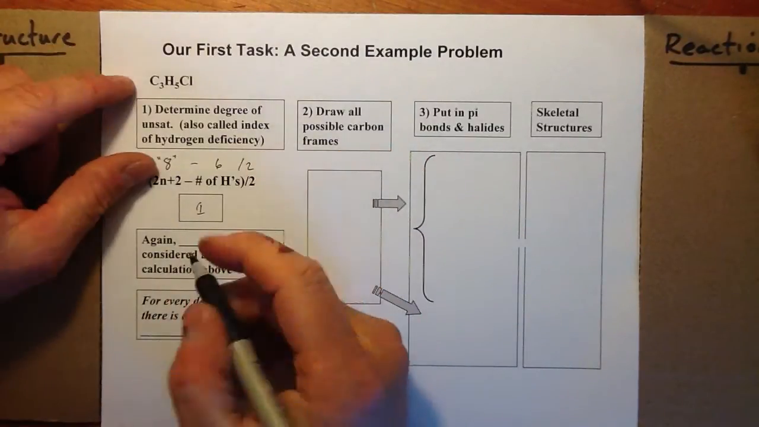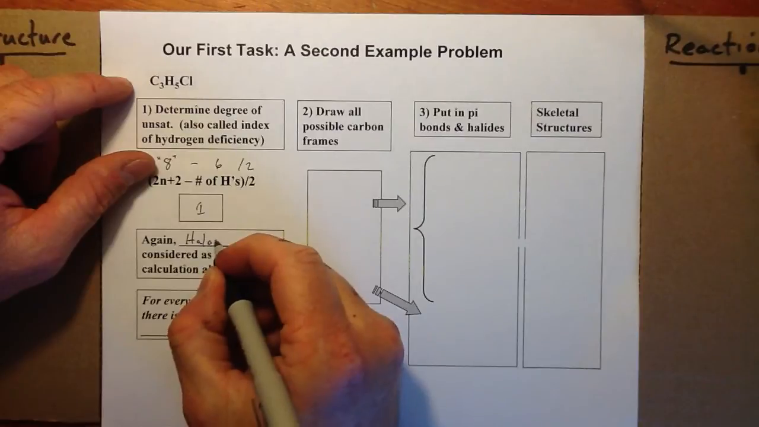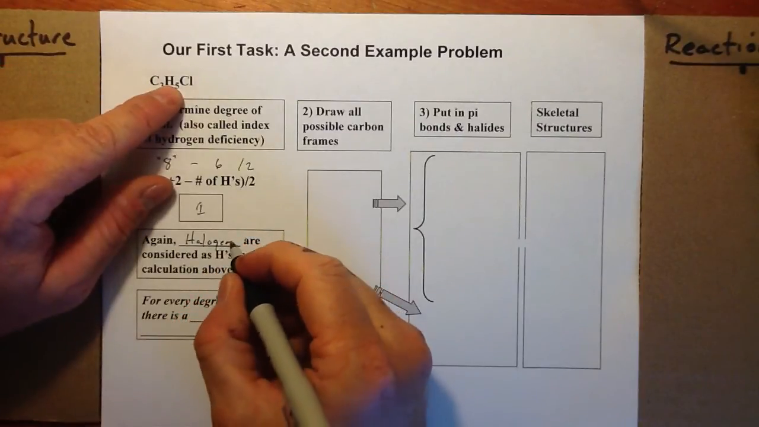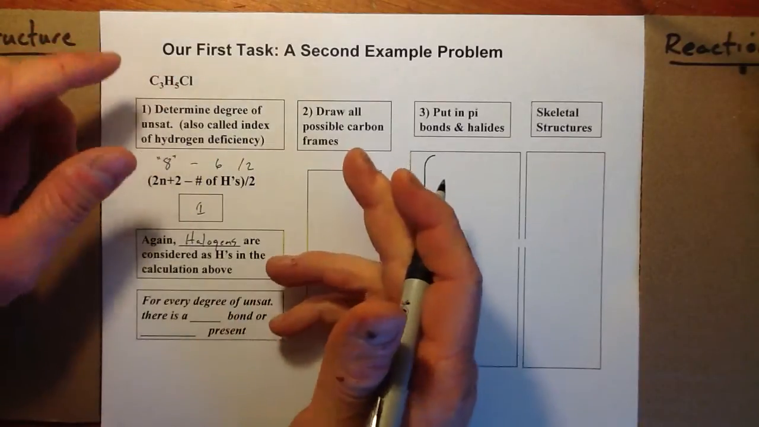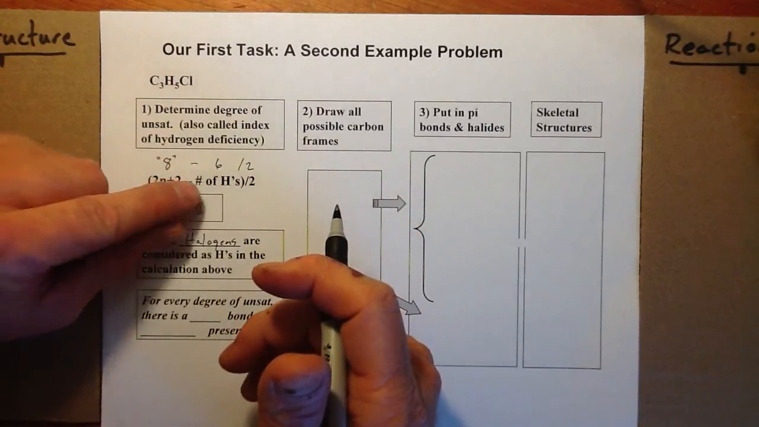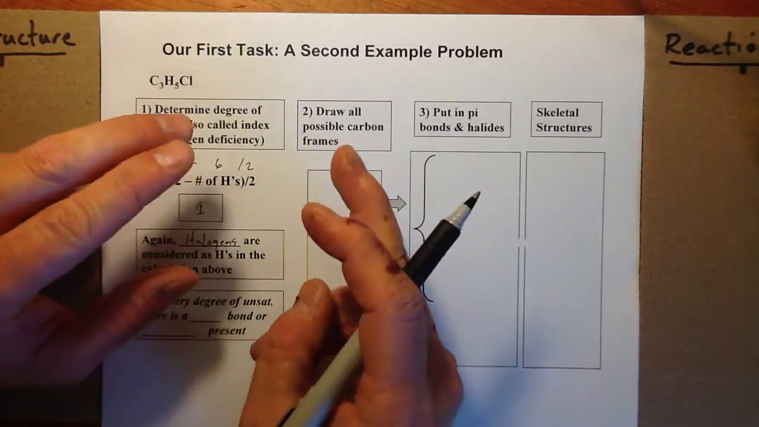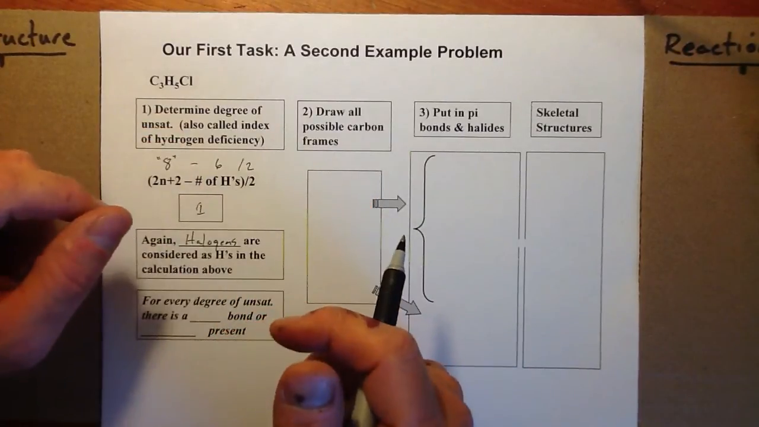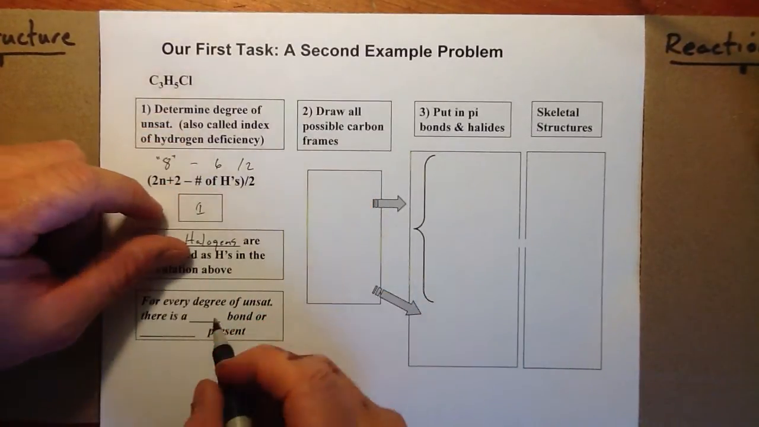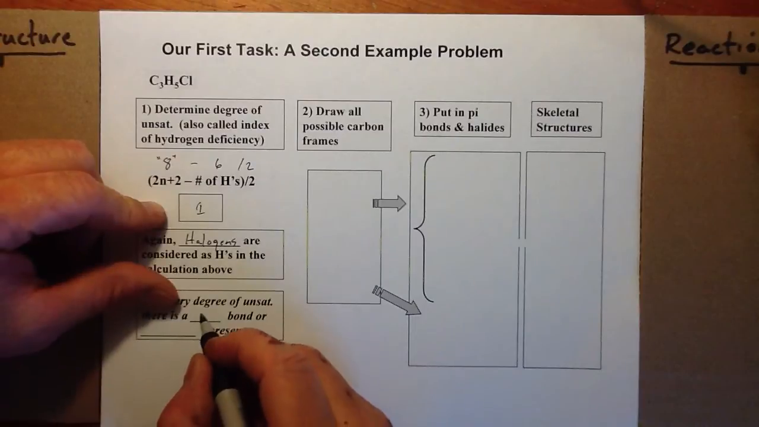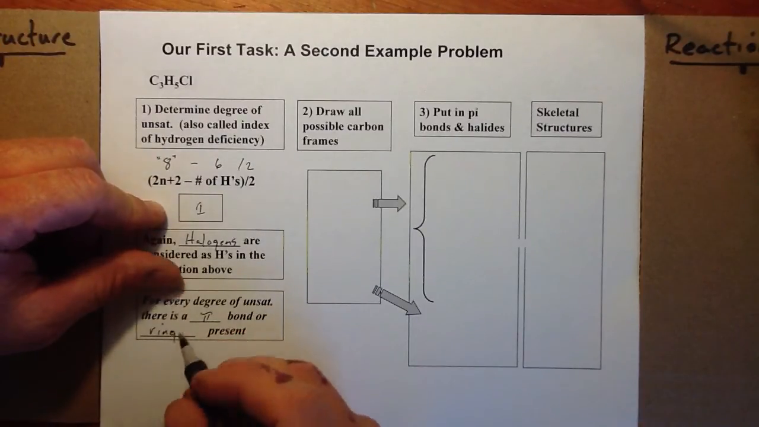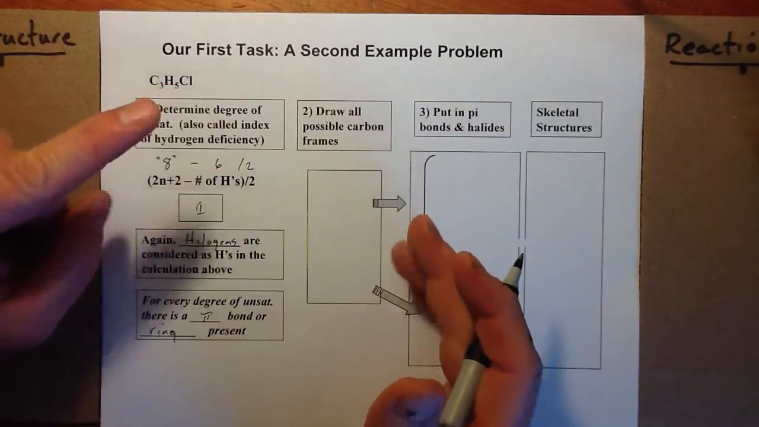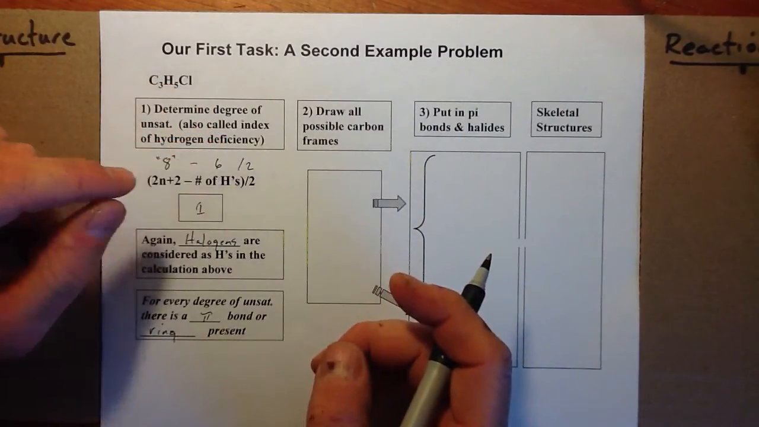and or 1 ring. So again, we consider halogens are considered as hydrogens. So chlorine, bromine, fluorine, we use them in the count to determine the number of, we say, sort of hydrogens. It can substitute for that. And for every degree of unsaturation, we said there is a pi bond or ring present. So we have to build structures that have 1 ring or 1 pi bond.